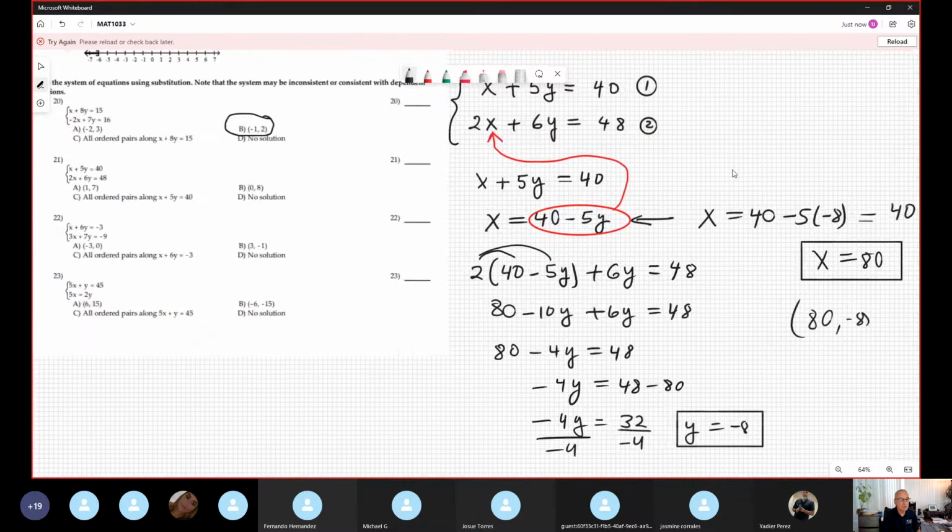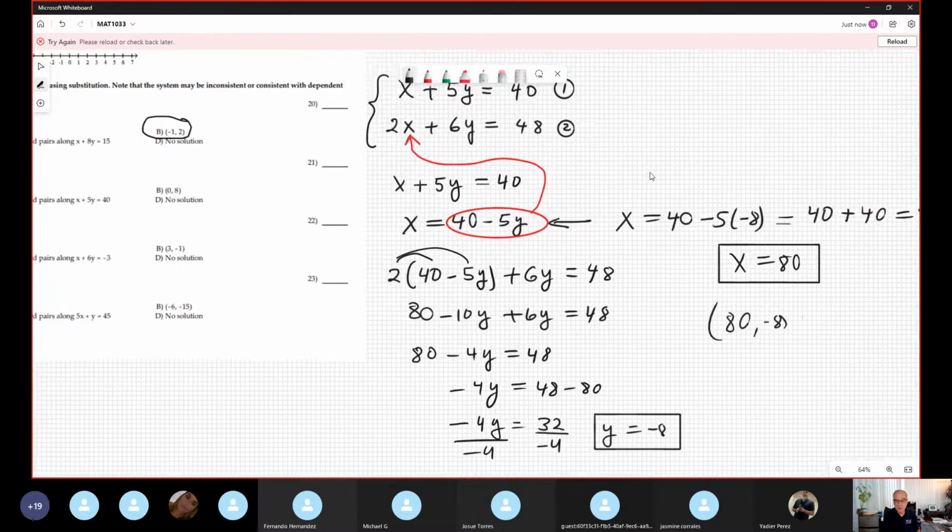Let me see if I did well. No? I did something wrong. Now let me see what is the problem. Oh, no. 48 minus 80. Yeah, look at that. Okay, the mistake I made: it's minus 32. Because 48 is positive, minus 80 is negative. Of course, you're subtracting. It's 32, but you put the sign of the bigger number, right?